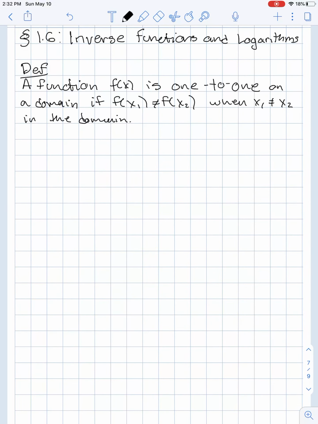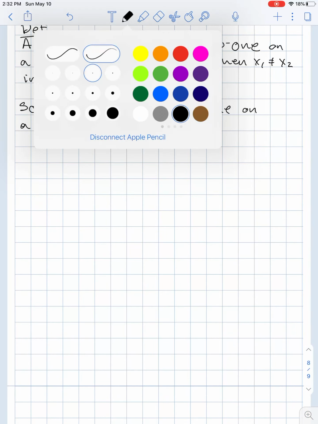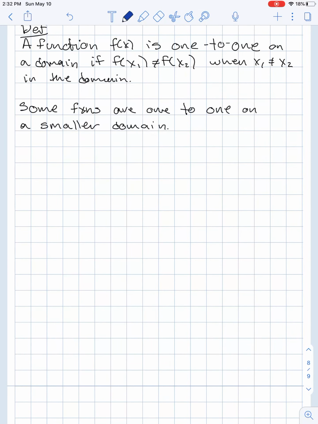So some functions are 1 to 1 on a smaller domain. So what I mean by that is instead of its whole domain, I can exclude part of its domain and then it'll be 1 to 1.